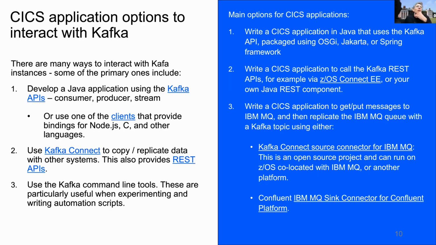Okay, so that's how to get going. So what about CICS applications, and what kind of options do you have for calling into Kafka from CICS? Well, I've outlined three ways in which you can interact with Kafka on the left. One, as I mentioned, is by writing a client application. Typically, that will be in Java because that's the primary APIs that Kafka provide. And you can write a consumer application, a producer application, and a streaming application. So those are the core APIs you would typically use as a client.